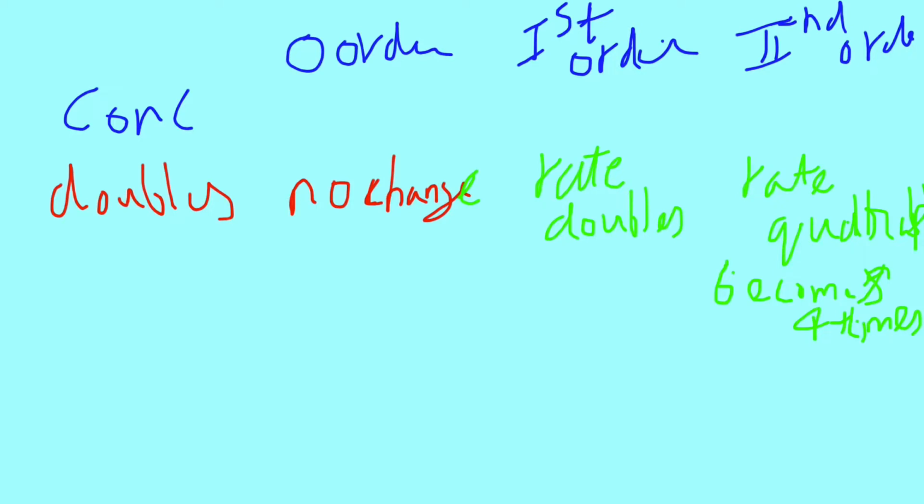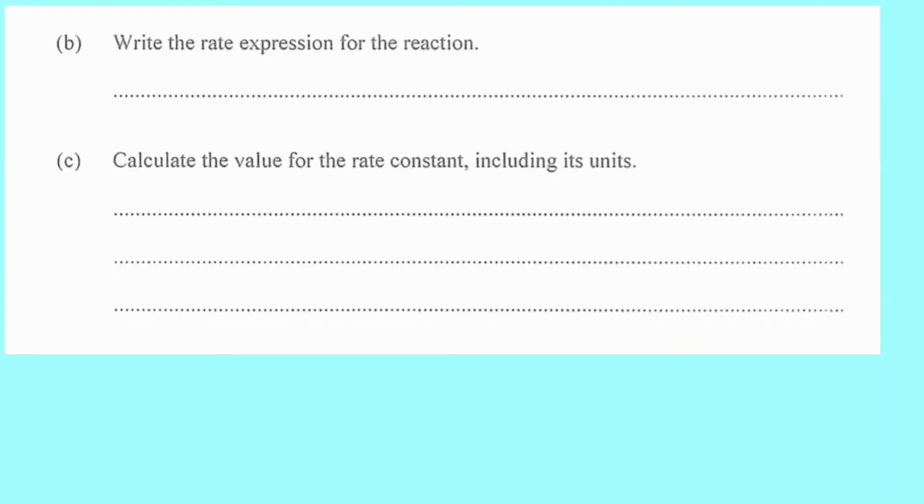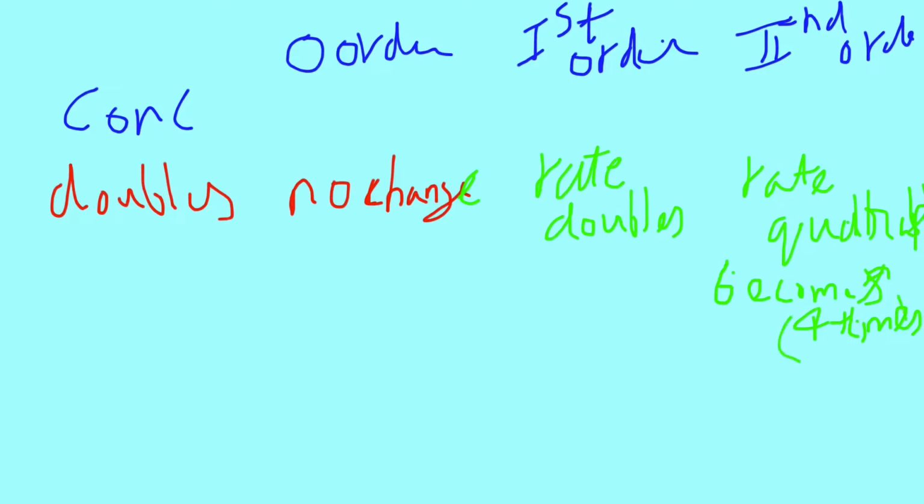But here what happened, we got the concentration 2 and the rate became 4 times, 4, so that means quadrupled. So here 4 times it has become. So that's why it is second order. This reaction is a second order reaction. So this you should remember.